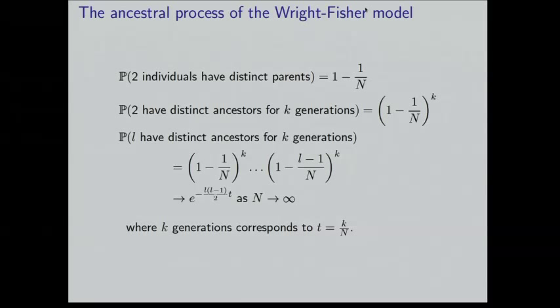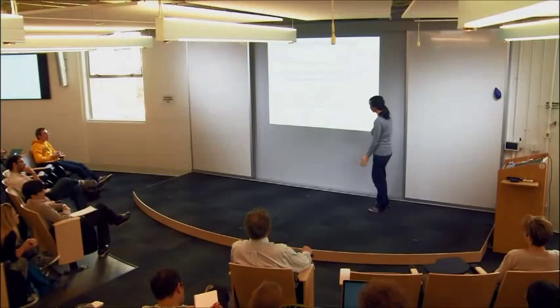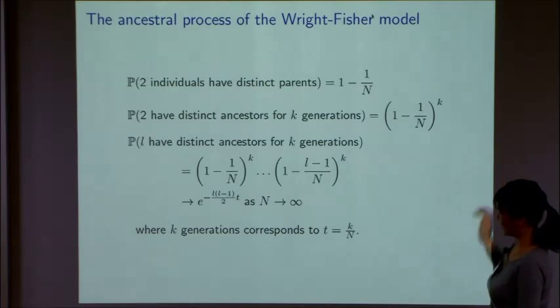Now let's generalize this to L individuals having distinct ancestors for k generations. If we focus on one generation, L individuals having distinct parents, you just generalize this for L individuals. So now the second individual can't pick the first parent, the third can't pick any of the first two, and so on. The Lth individual can't pick any of the first L minus 1. And then for k generations, you just take it to the power of k.